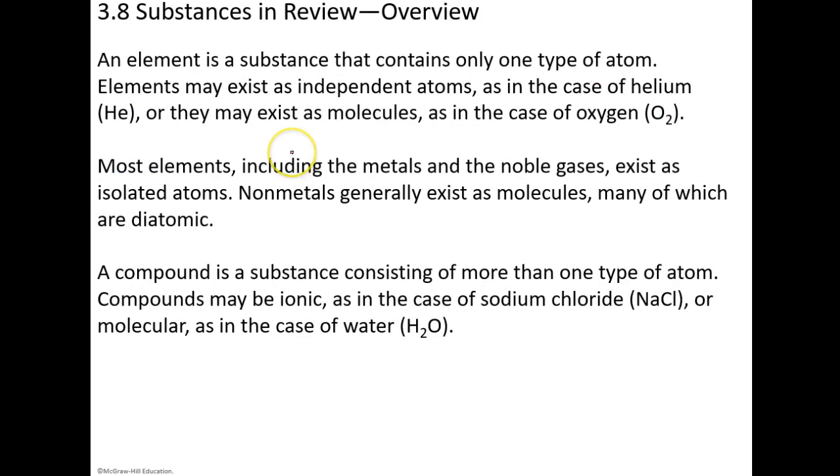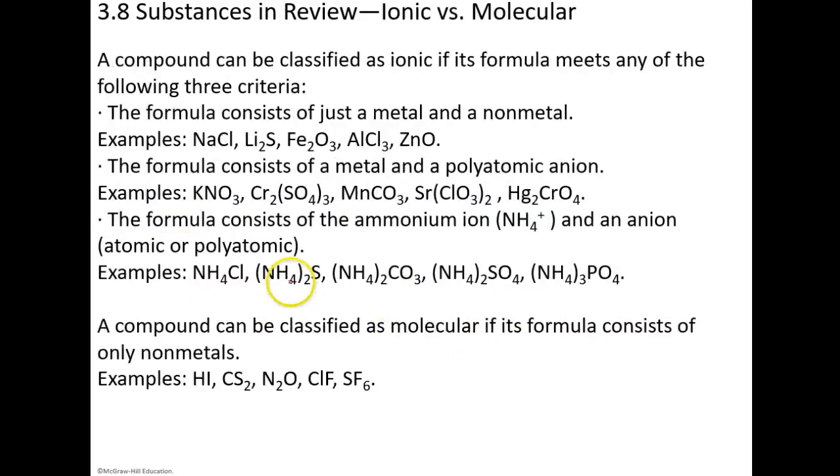An element is a substance that contains only one type of atom. Elements may exist as independent atoms, such as helium, or as a molecule, such as O2 or CO2. Most elements, including metals and noble gases, exist as isolated atoms. Nonmetals generally exist as molecules, many of which are diatomic molecules. A compound is a substance consisting of more than one atom. So sodium chloride, water, that's a compound.